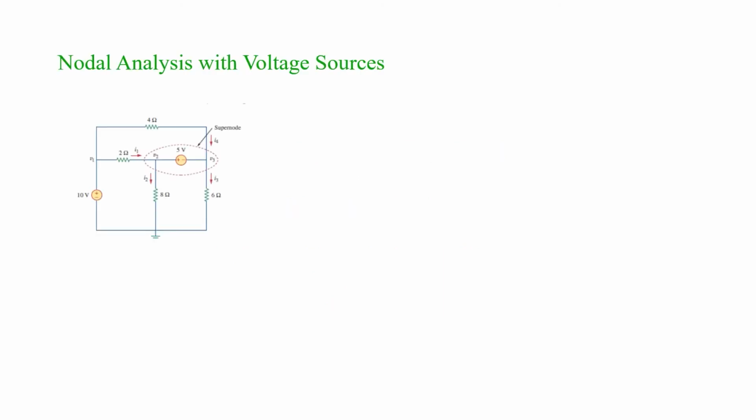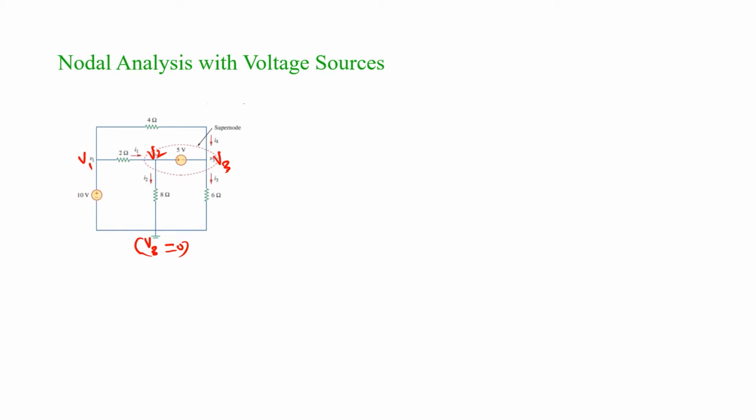Here is the given circuit, and you are interested in finding V1, V2 and V3. V3 is the reference node, so V3 is equal to 0. To find V1 and V2, we would first apply KCL at this point.